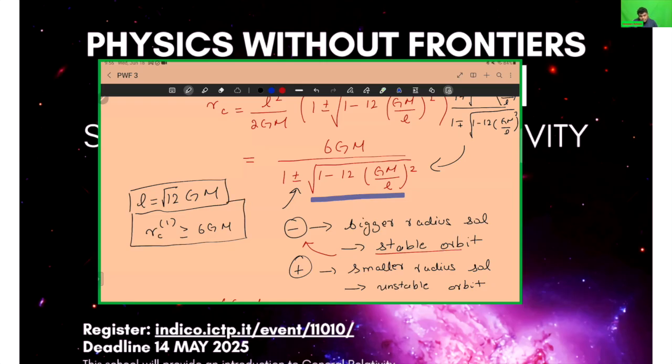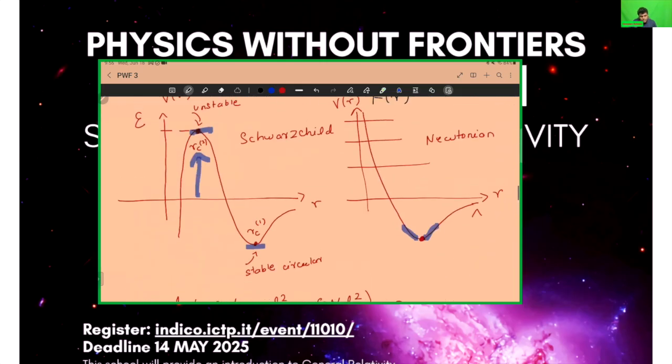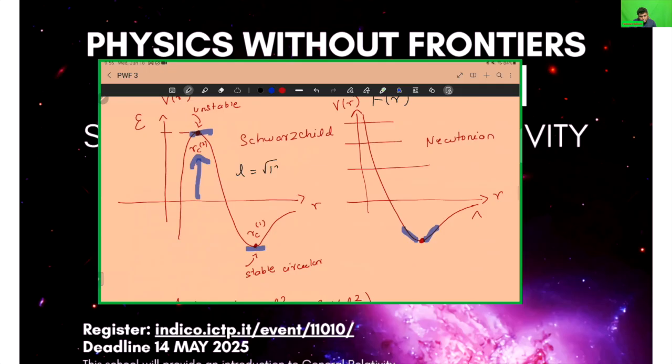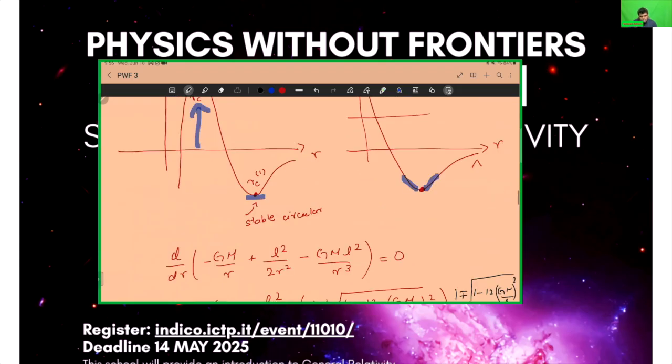So if I make this graph with angular momentum equal to the square root of 12 times GM, then this point will be 6 GM. But it's not equal to 6 GM for arbitrary angular momenta. Only for angular momentum equal to the square root of 12 times GM is this stable orbit at 6 GM. I hope that answered the question.